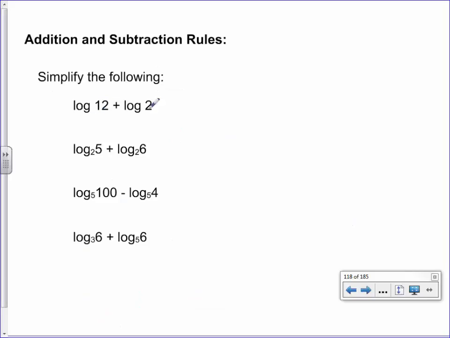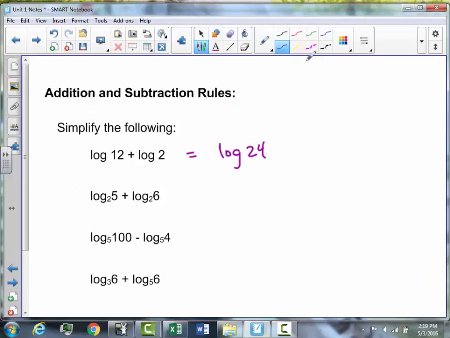So look, here you have log 12, here you have log 2. What is this going to be equal to? Anyone want to take a stab at it? 1.3. Well, don't tell me the decimal number. The log of what number? 24 is the answer. The reason why is that 12 times 2 gives 24. That makes sense? Now, if you want to confirm that, take your calculator, just double check.